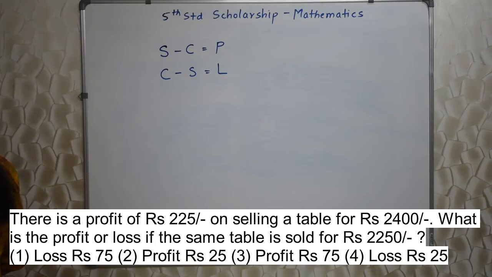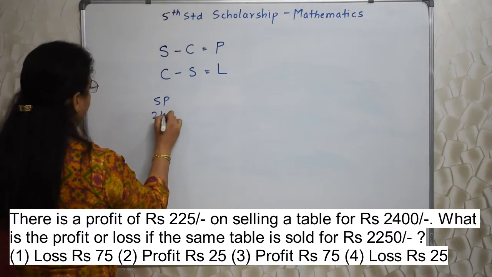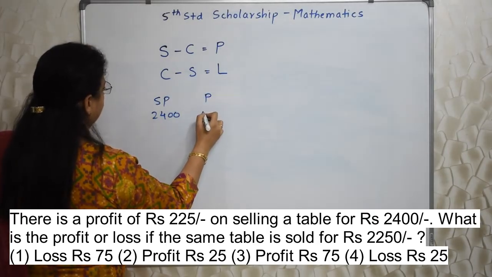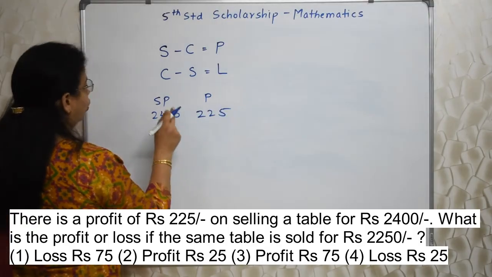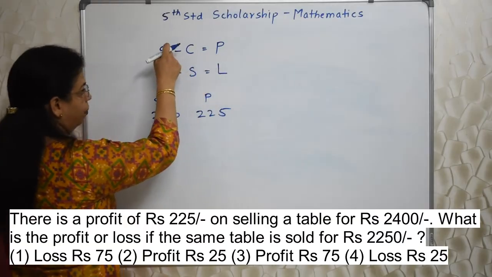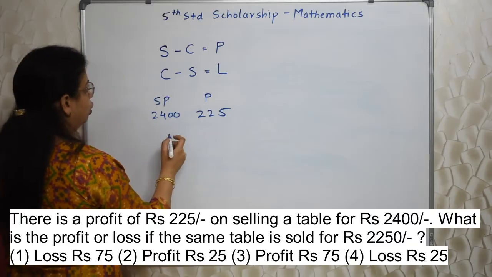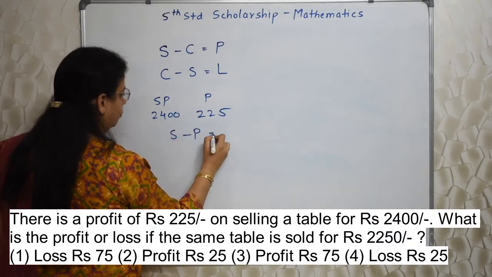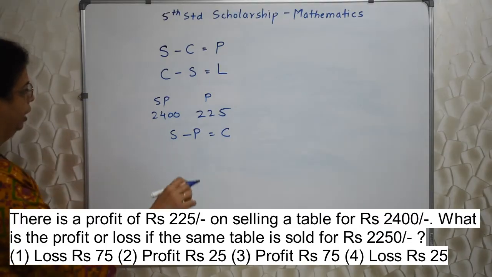They are saying there is a profit, 225. And selling price is 2400. Profit is 225, isn't it? If you know selling price and profit, with the help of this formula, C you can bring here, P you can bring here by doing subtraction, and this minus C will become plus C. So we will get another formula. These two formulas are same. We are just shifting here and there, right?